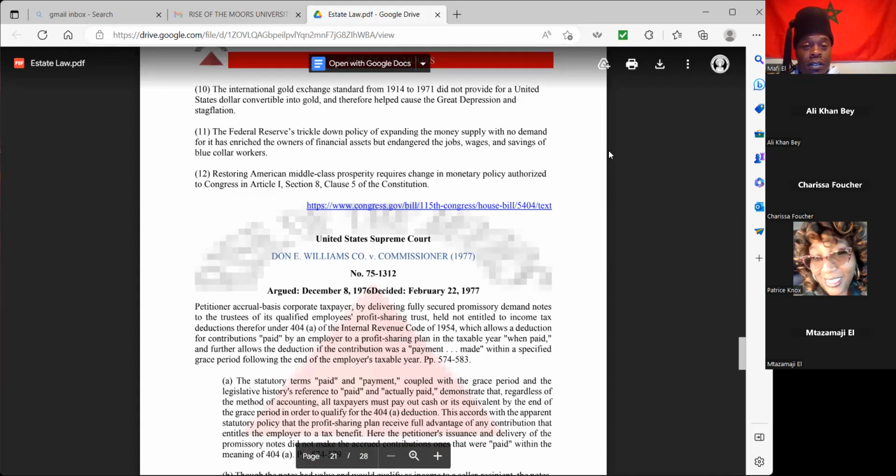What are they referencing when they say Article 1, Section 8, Clause 5? We already know Article 1 is dealing with gold and silver coin. We know Article 1 is dealing with the right to contract, and no obligations can be placed on contracts, right? And once again, that opens the door to what? Contract law.